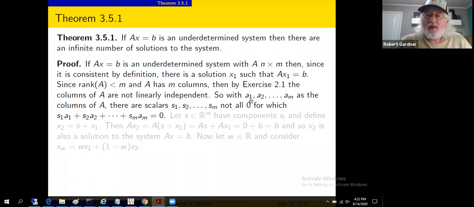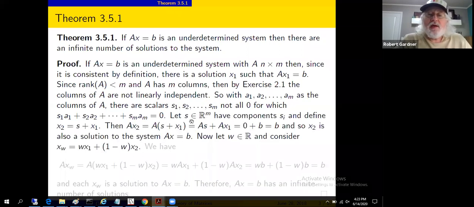We've done this several times before. Let A1 through A sub m be the columns of matrix A. If these columns are not linearly independent, then there are scalars, s1 through s sub m, s for scalar, not all of which are 0, for which a linear combination of the columns with these scalars produces a 0 vector. It's a dependence relation. All right, take vector s to be the vector in R^m that has these scalars as its components.